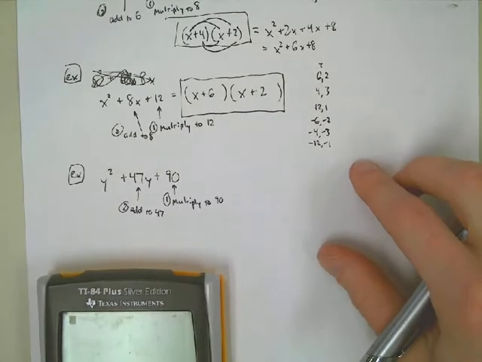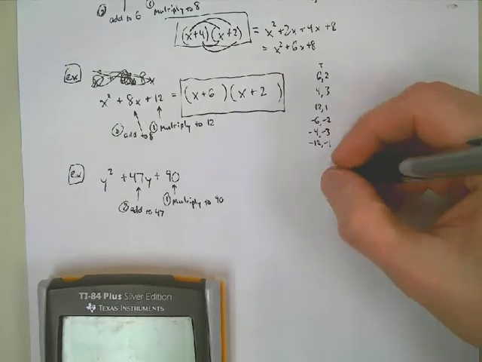All right. So let's think of some number pairs that multiply to make 90.